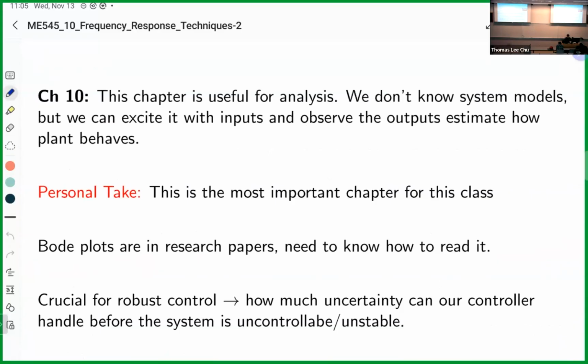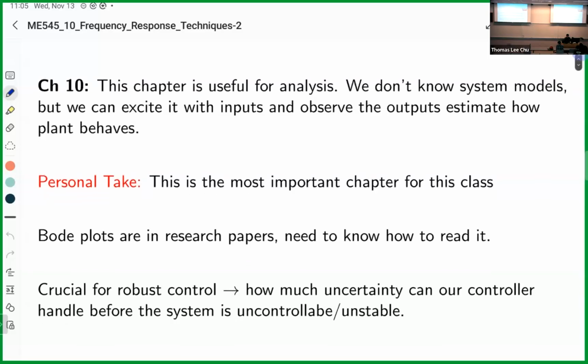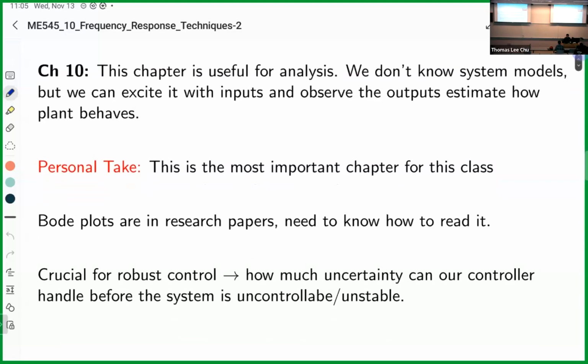I think this is the most important chapter for this class, besides chapter 9. I think this is more important for research. Bode plots are used in research papers, so you do need to know how to read them, and it's crucial. It's also crucial for robust control. The Nyquist stability criterion and Bode plots both relate to robust control. So basically, it tells us how much uncertainty our controller can handle before our system is uncontrollable and unstable.